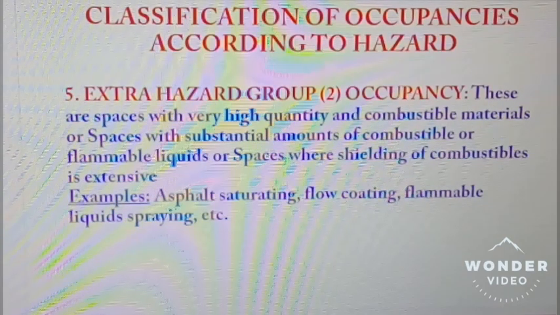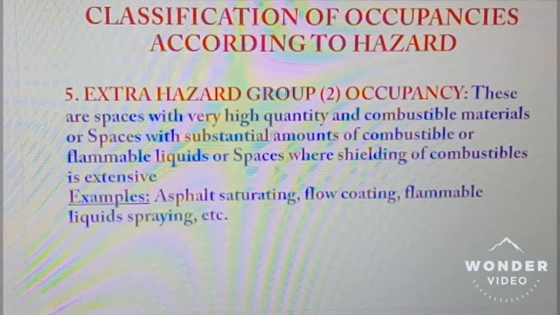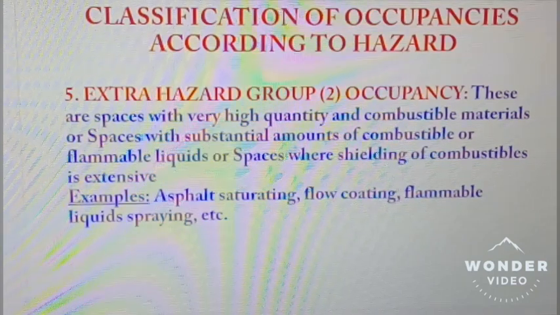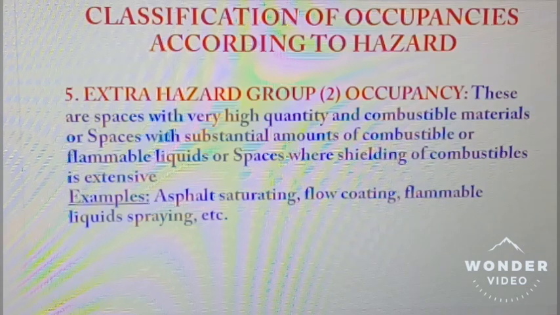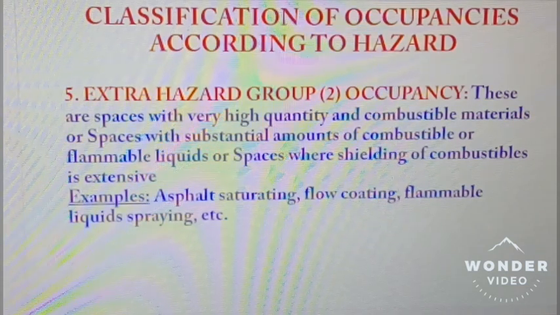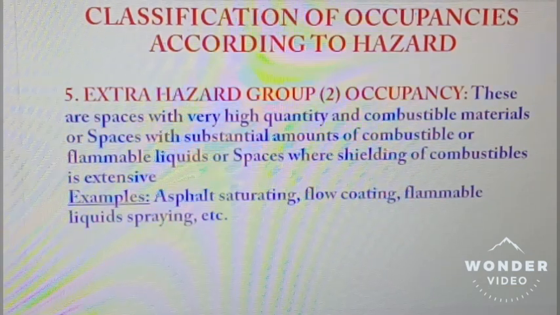5. Extra hazard group 2 occupancy. These are spaces with very high quantity and combustible materials, or spaces with substantial amount of combustible or flammable liquids, or spaces where shielding of combustibles is extensive. Examples: asphalt saturating, flow coating, flammable liquid spraying, etc.